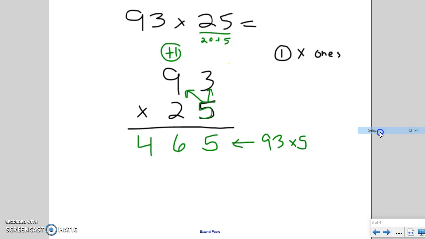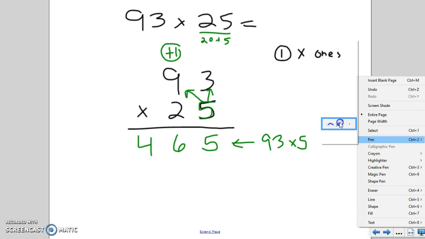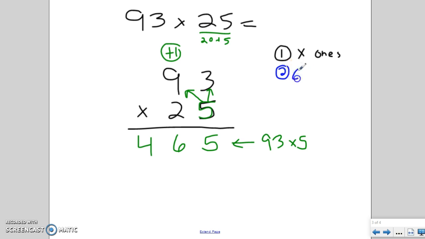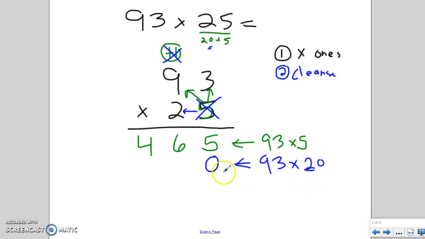So now what we need to do, if you remember, is we need to cleanse our problem. We need to get it ready for the next step. And cleansing is so easy, but it's often forgotten. So cleansing, we're done with the 5. We've already figured out what the product of 93 times 5 is. We're done with anything that the 5 made when we were working with it. And now that we're shifting over to the 2, if you remember that 2 really means 20. So that 0 is going to go in ahead of time. That way, when here we do 93 times 20, we can pretend it's 93 times 2 because the 0 was already placed there. So now we're ready to move to the next step.